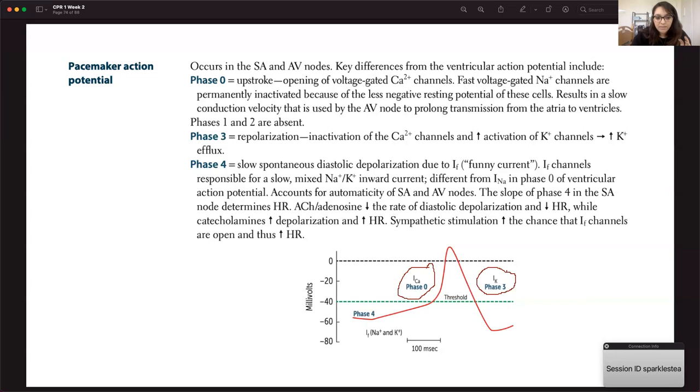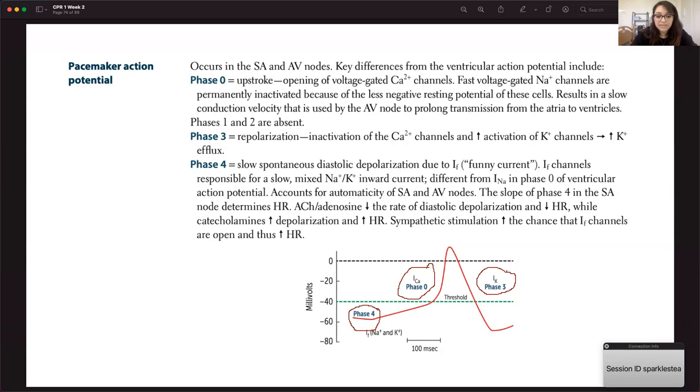Then you end up at phase four. Phase four is that slow, spontaneous diastolic depolarization, and that's because of the funny channels. Knowing that the funny channels are a mixed sodium-potassium inward current is important. Also just know that it's different from that sodium channel in phase zero of the other action potential graph, because a lot of people think that this represents their resting membrane potential here.